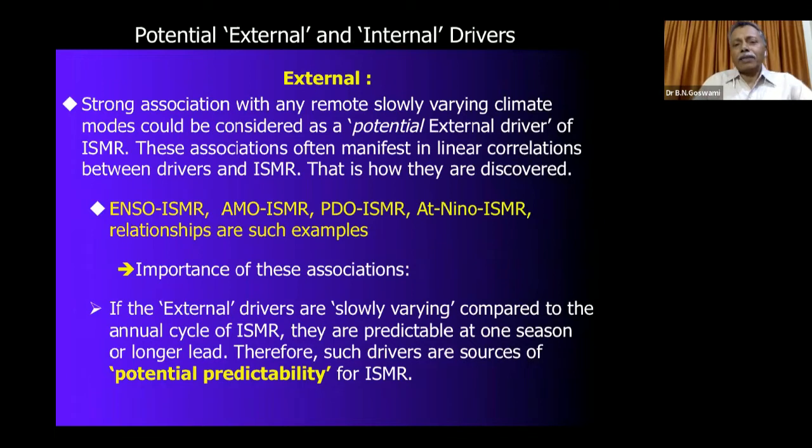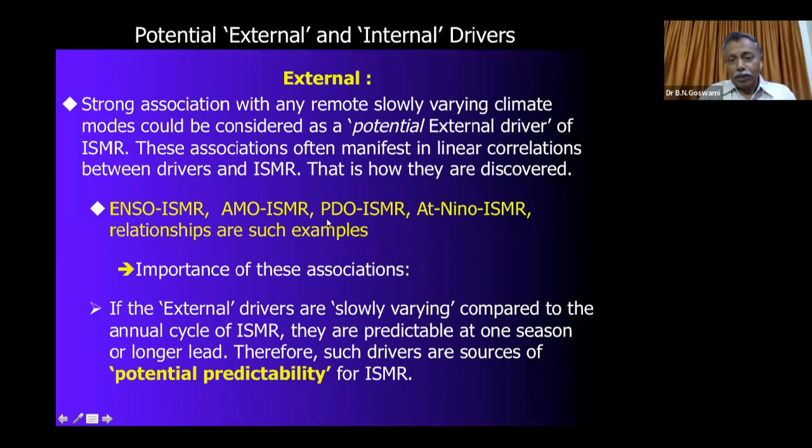So what are the external drivers and internal drivers? The external drivers are climate modes which are remotely located from the monsoon region, and possibly vary very slowly. Because they are located remotely, they have to connect to the monsoon through some circulation teleconnection, and therefore you can consider them as external drivers. There are many examples like that: El Nino Southern Oscillation and ISMR, the AMO and ISMR, PDO and ISMR, Atlantic Nino and ISMR relationships.